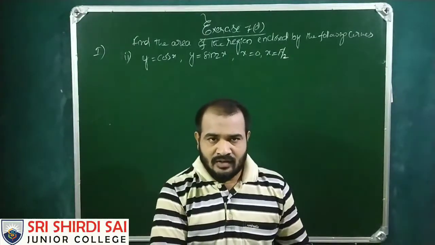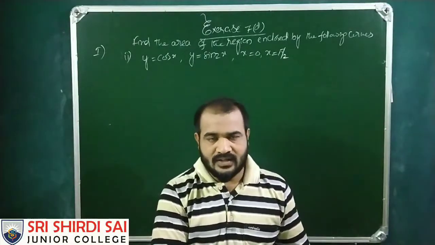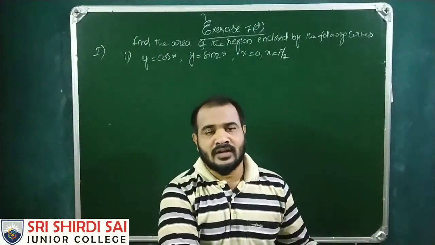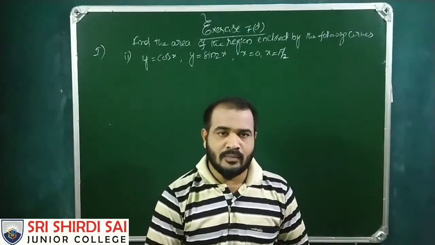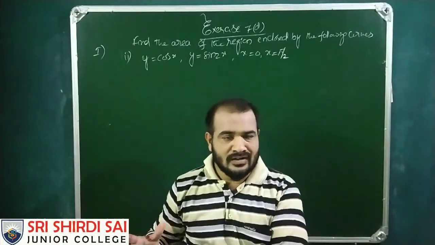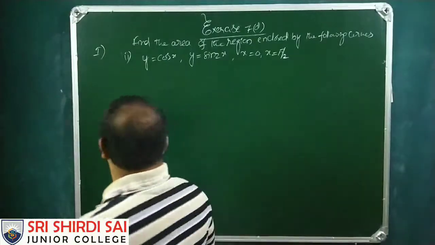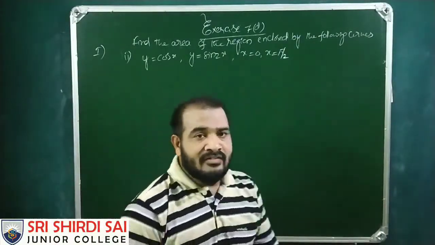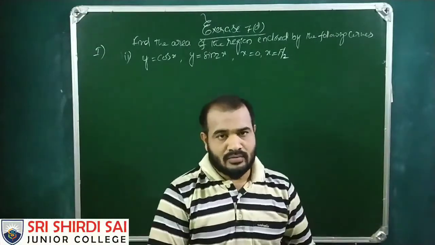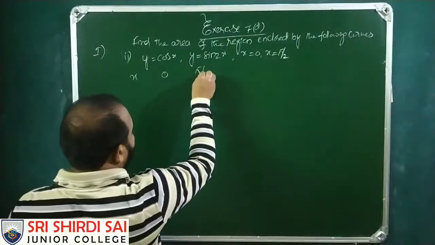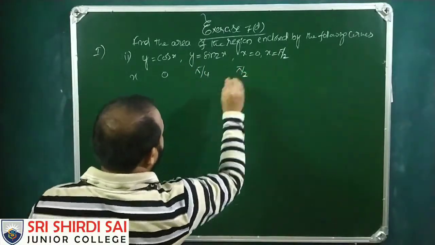Since it is a very new topic, you might not be familiar with dealing with this kind of curves. Therefore, I request you to be attentive while listening to these classes. So this is x equals to 0, x equals to pi by 2. I will take the interval pi by 4. So x is equals to 0, pi by 4, pi by 2.